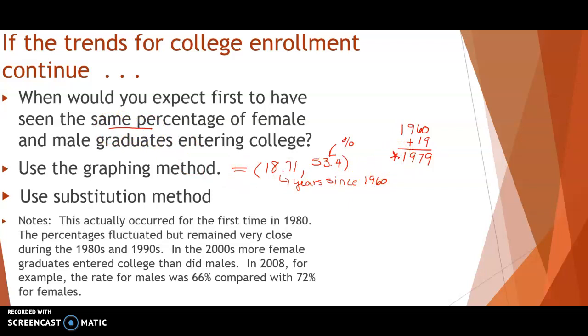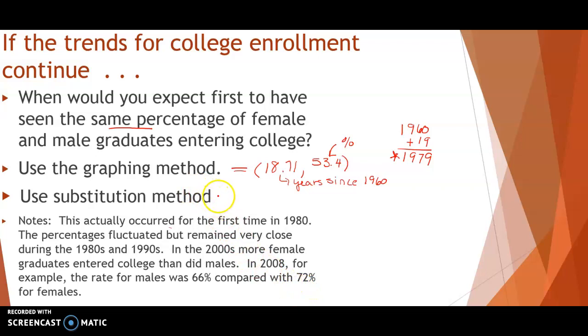1979. Okay. Down here I have some notes, and this actually occurred in 1980, so my prediction was really rather close. And then the percentages fluctuated, but they stayed very close to each other throughout the 80s and 90s. Once we hit the 2000s, we had more female graduates than we did males. 2008, for example, males were at 66% and females were up at 72%.